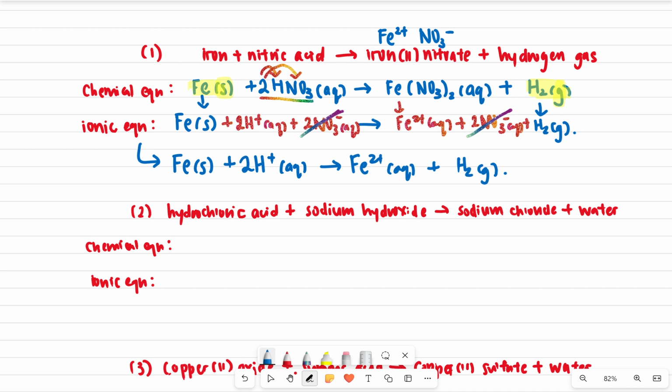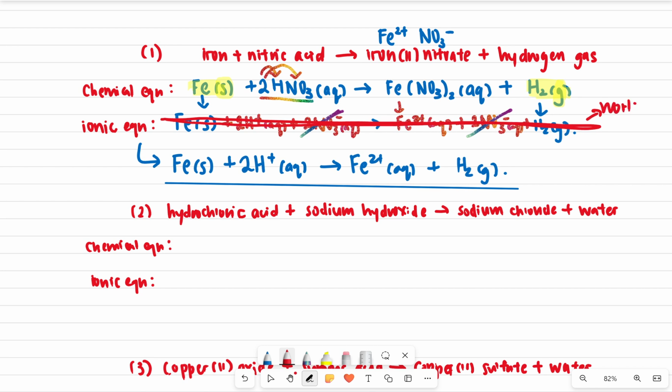Now in exams, when they ask you for ionic equations and they give you only one line, this should be your answer. Do not write the longer version as your answer. That should be your working, which you should write down somewhere else. Okay, so that's for question 1.